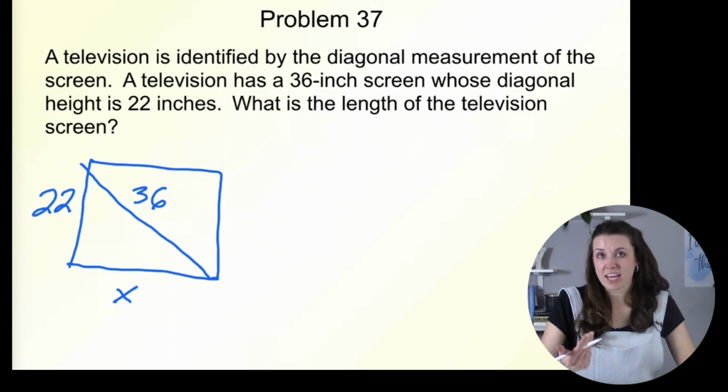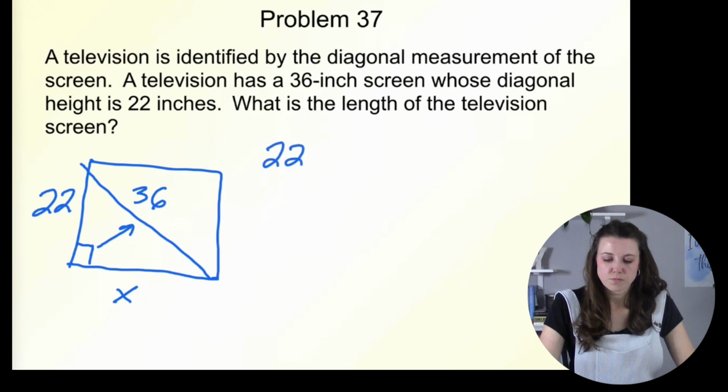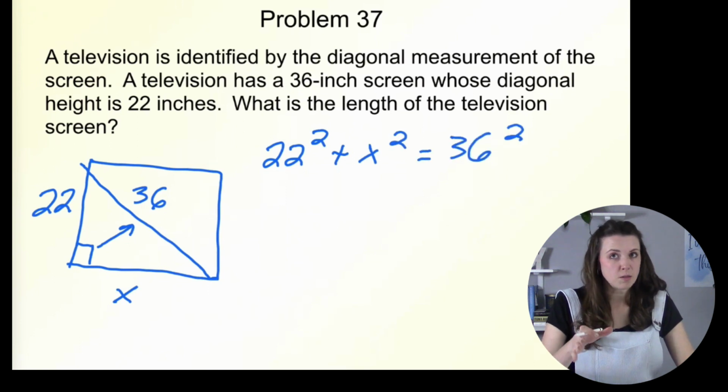So again, we're doing the Pythagorean theorem, but we're going to do it just a little bit differently because the angle, so here we have, this is a right angle, and what it points out to is always going to be the c. Okay, so I'm going to say 22 squared plus x squared equals 36 squared. So it's just a little bit different, requires a little bit more math, but we've got it.